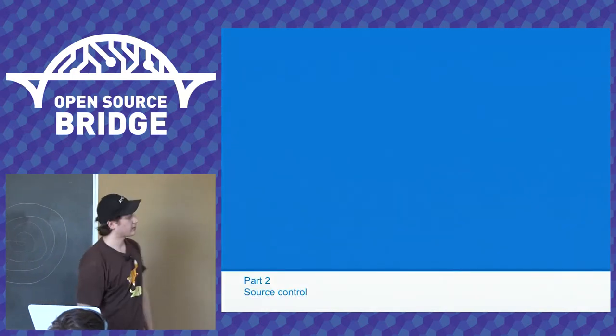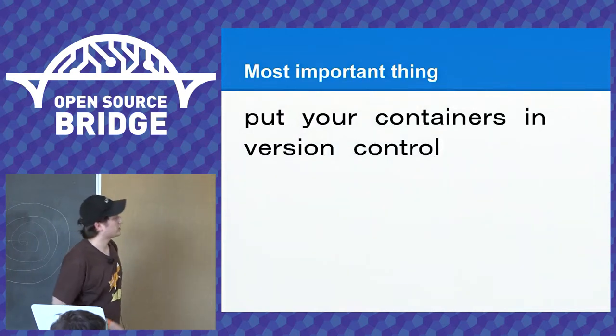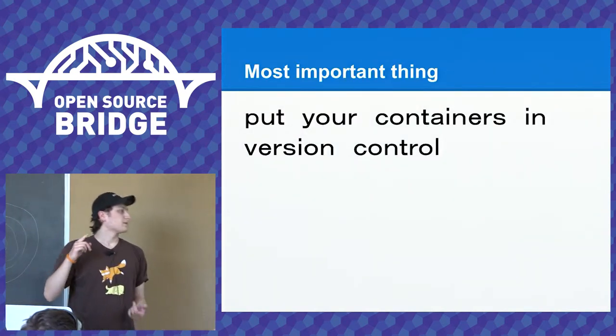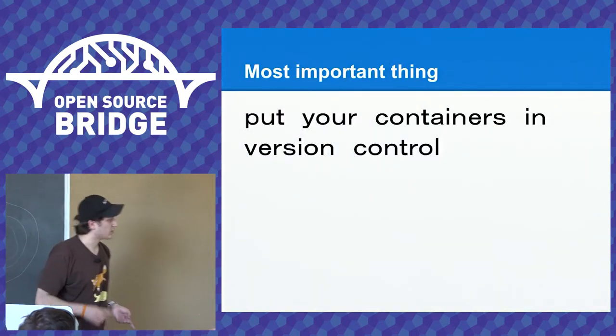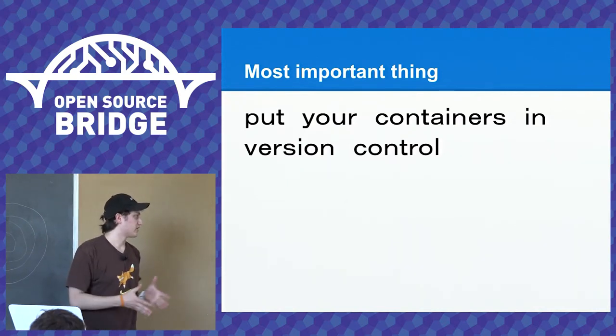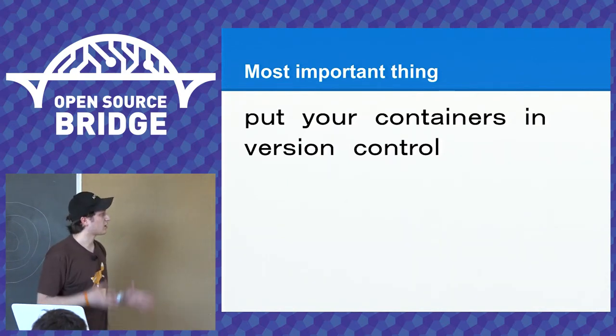Source control is a very good thing. So you should put your containers in version control. Just do it. This is really nice. You don't have to use configuration management anymore, at least for your container stuff. If you put Ansible in Docker, I will murder you.